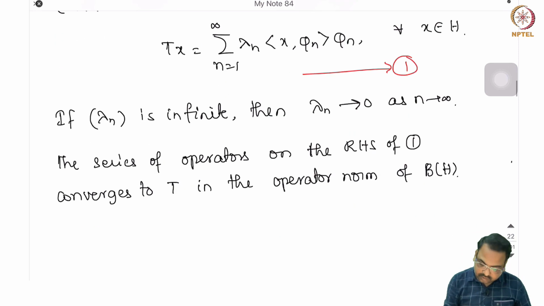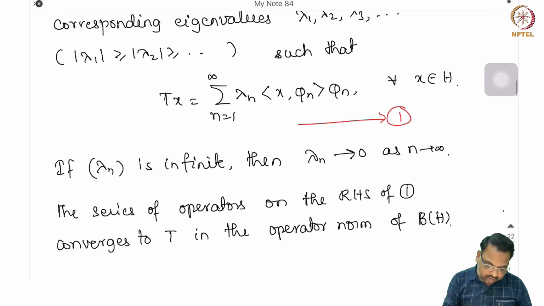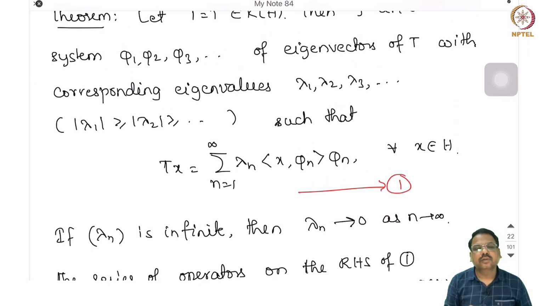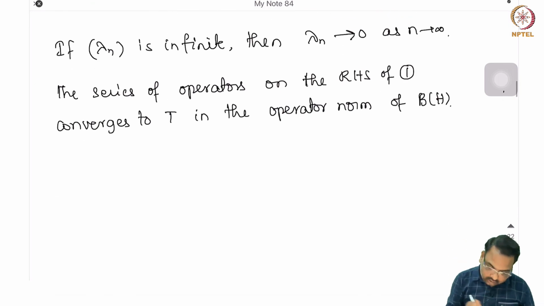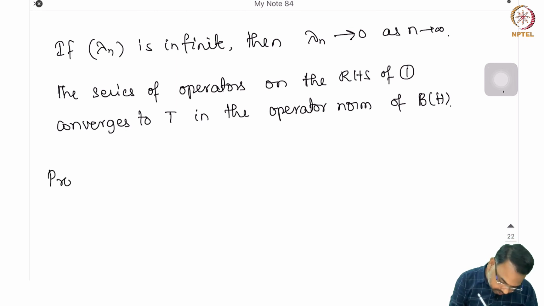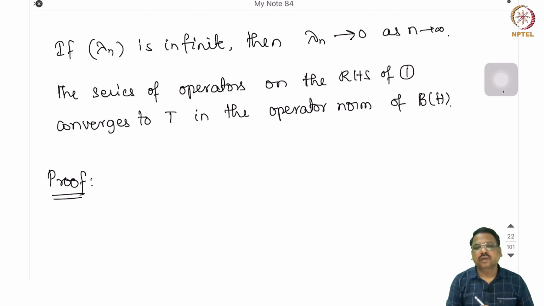So this is a statement of the spectral theorem. We will give more consequences about the spectral theorem after giving the proof. So let us look at the proof. To understand this proof, we divide the proof into 3 different steps.